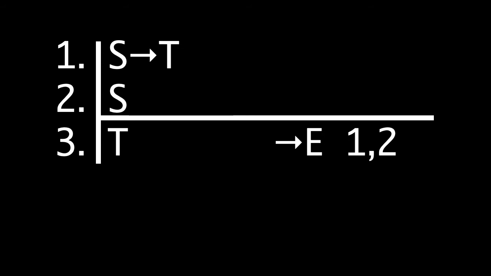So the conditional elimination rule requires 2 lines. Here we have the conditional on line 1, and we have the antecedent of the conditional on line 2. So we can write down the consequent of the conditional, justification, conditional elimination, 1, 2.